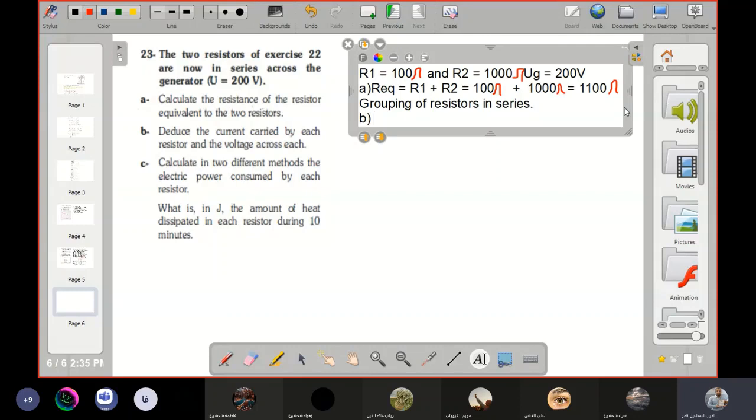They are connected in series. Law of current in series: I total equals I1 equals I2. Very good. Who answered? Ali, good, Ali.